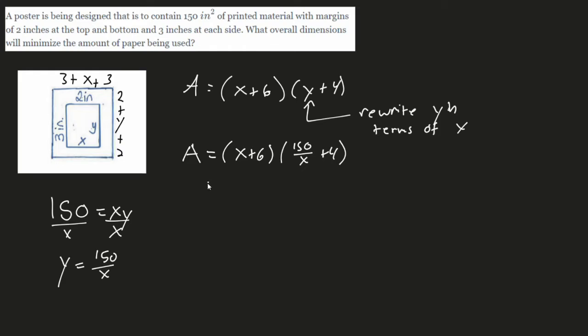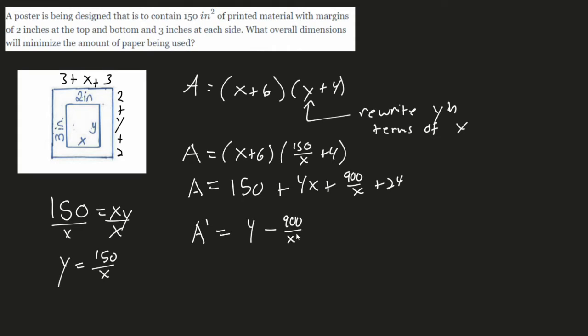All right, from here, I can go ahead and multiply this out to get a simpler expression, and I get X times 150 over X, that's just 150, plus 4X, plus 6 times 150 is 900 over X, plus 24. That is our area. Now we go ahead and find the derivative of the area formula, and we get 4 minus 900 over X squared.